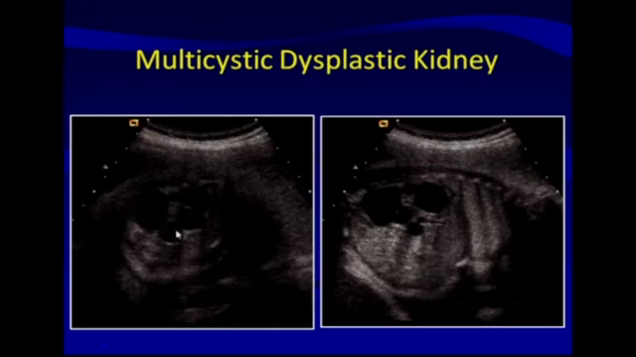You can see these cysts of multiple shapes and sizes filling the renal fossa. There is no normal renal parenchyma within this kidney. This is a non-functioning kidney.